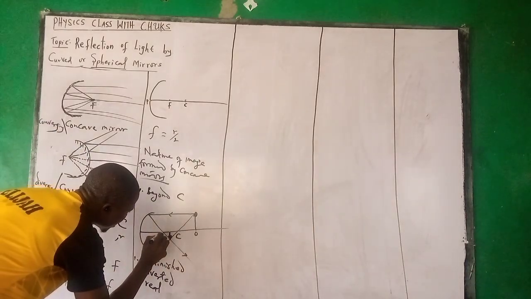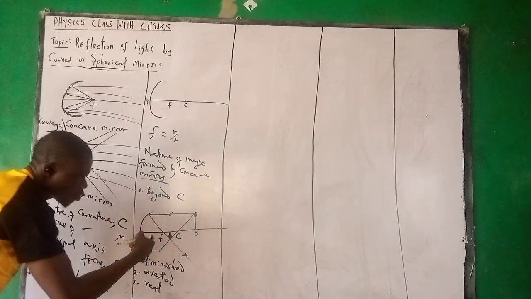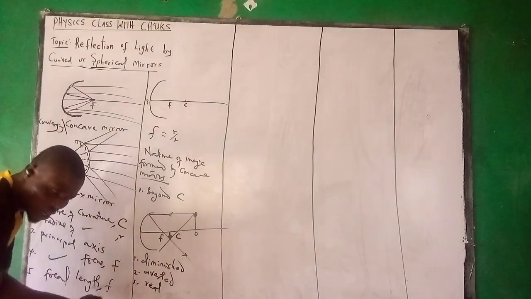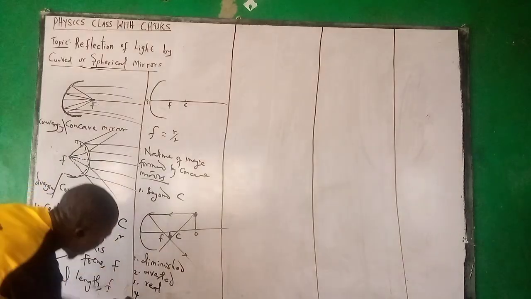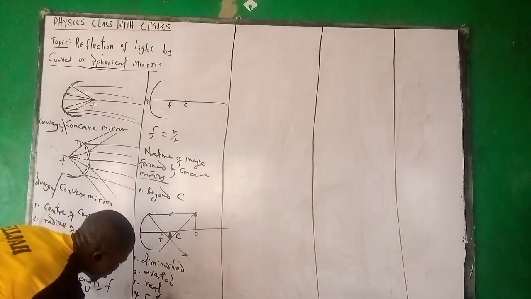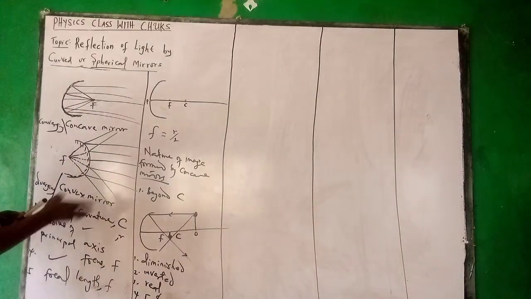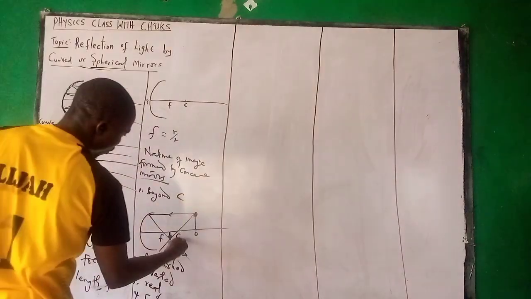Now, next one. Note, this point is called the principal focus. That's the point where the rays will converge. Yes. Now, the image will be found between the principal focus F and the center of curvature C. So that is the case of the image when an object is placed a distance beyond the center of curvature.